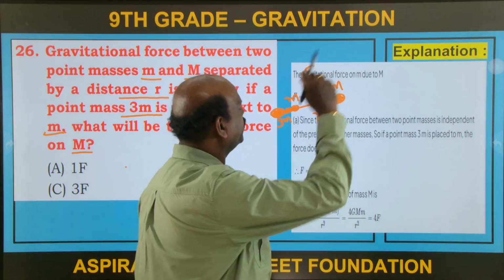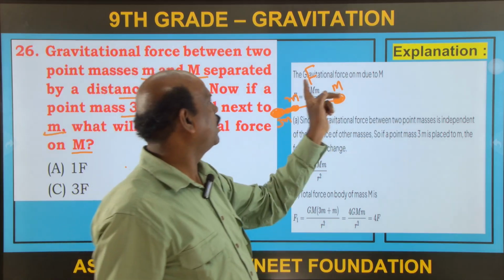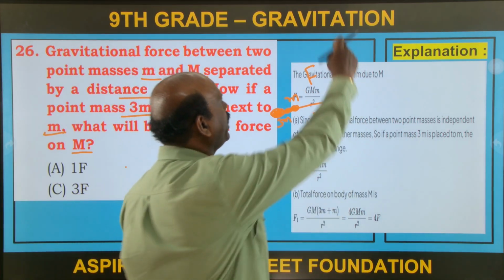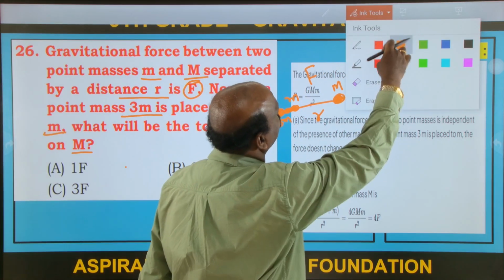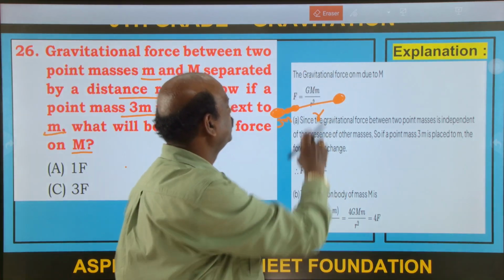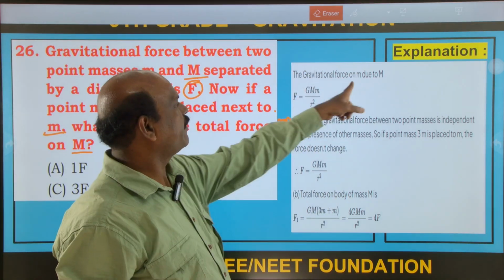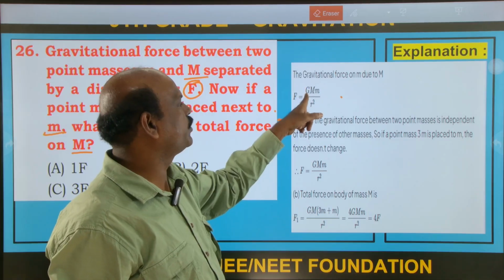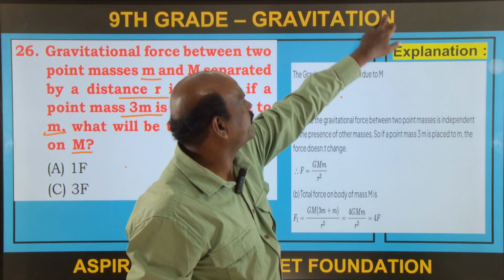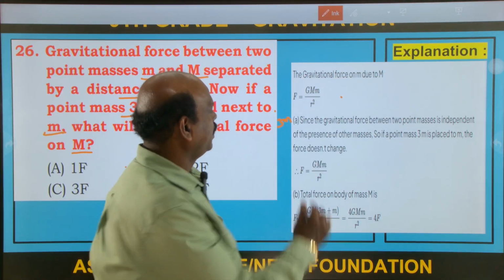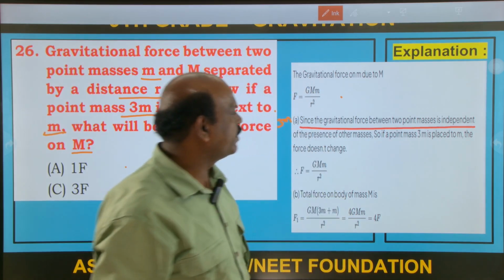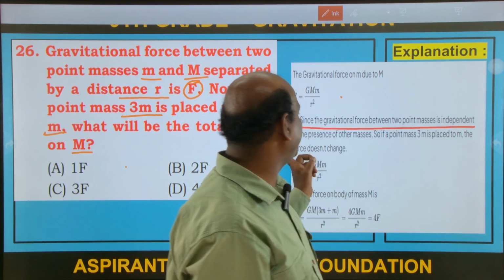According to the formula, the gravitational force between the two bodies, F, is equal to G m1 m2 by r square. So the gravitational force F is equal to G into capital M into small m by r square. This is considered for the first case, and already we know that the gravitational force between the two point masses is independent.